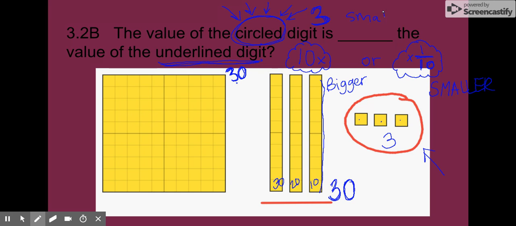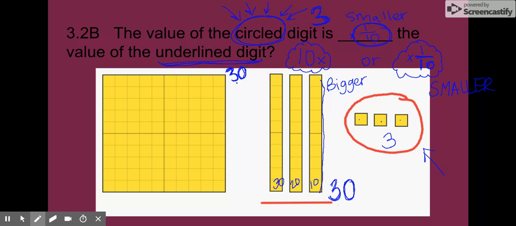So above it, you could write the word smaller in the blank, and then you could write 1/10. 1/10 is our answer that's in the blank because the value of this circled digit 3 is 1/10, or it's smaller than the value of the underlined digit 30.